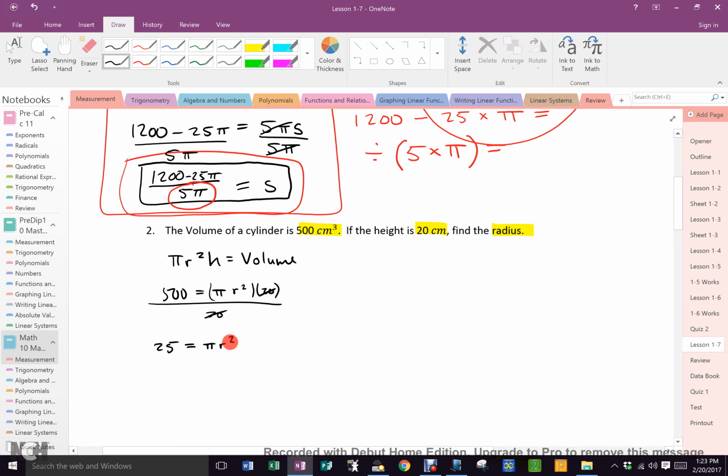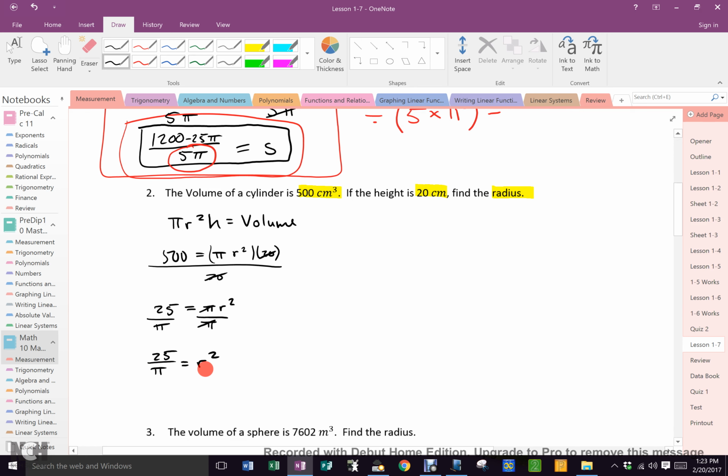Now I need to get r by itself. So what do I need to do with pi? I need to divide by pi, and that will cancel the pi's. So now I have 25 over pi equals r squared.